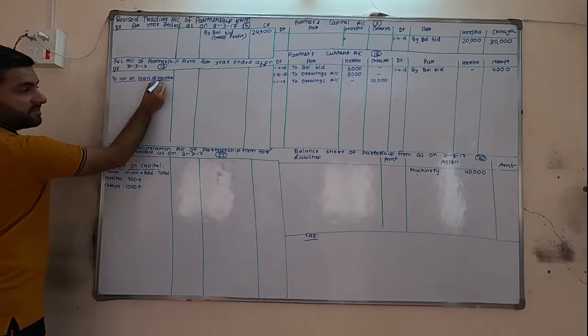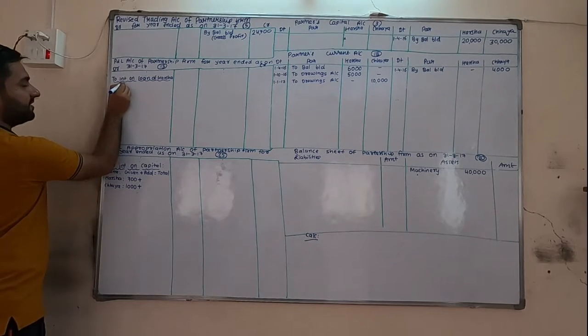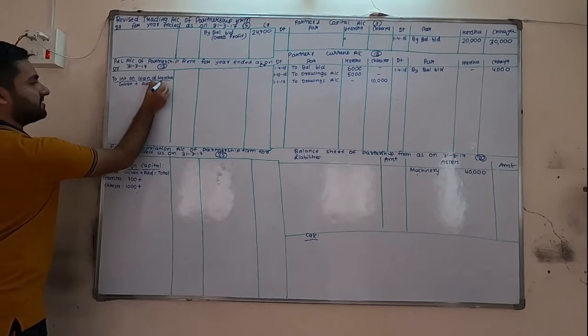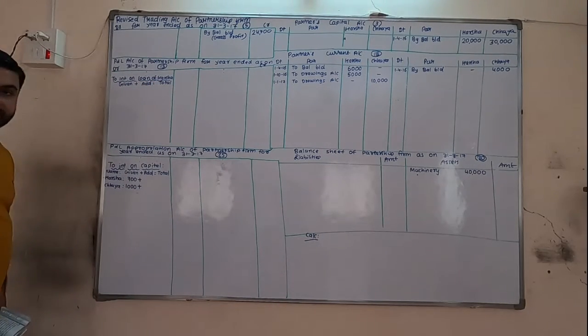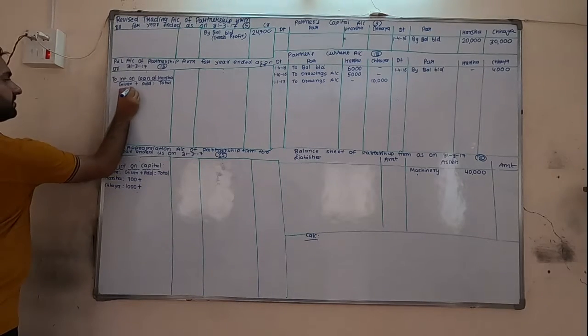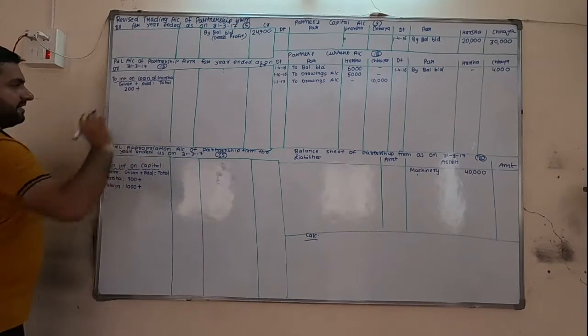Now name is not required because name is written here. So simply, given plus additional is equals to total. Now what is the given interest? 200, plus, and leave the space.